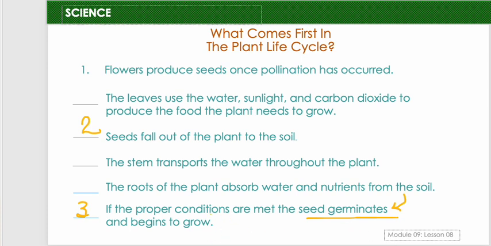After that seed begins to grow and it's been germinated and going, we have a key hint here that tells us absorbing water and nutrients from the soil. Well, we start to get a root system from our plants. So we know that the roots of the plant absorb the water. So then what's going to happen next? Or is the leaves going to use the water, sunlight, and carbon dioxide to produce food? Or is that the stem is going to transport that water through the plant?